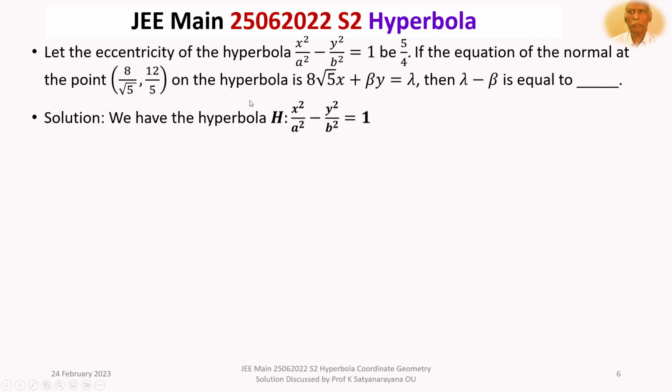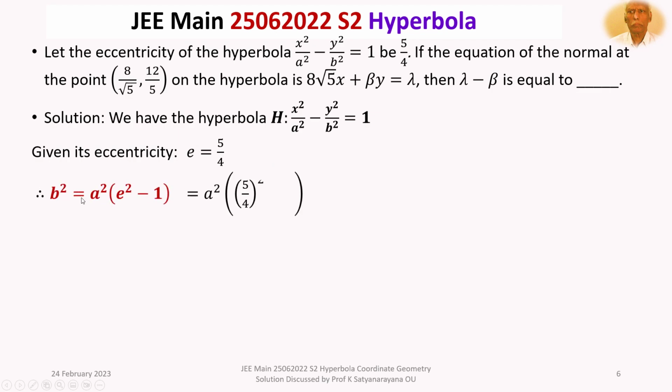Let's call the hyperbola H, whose equation is x square by a square minus y square by b square is equal to 1. Given its eccentricity e is equal to 5 by 4. We recall a formula, that is b square is equal to a square times e square minus 1. Substitute the value of e in this, that is b square is equal to a square times (5 by 4 whole square minus 1). On simplification, you will get 9 by 16 a square. So that's the relationship between b and a.